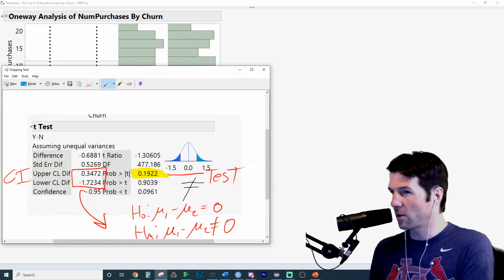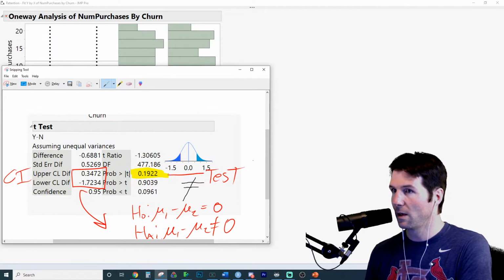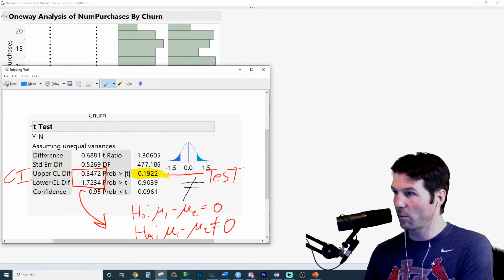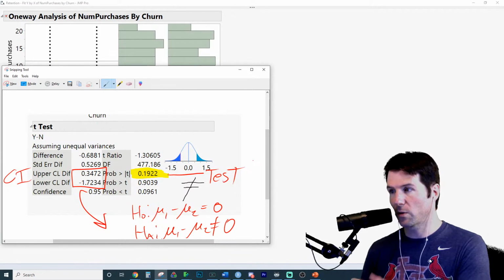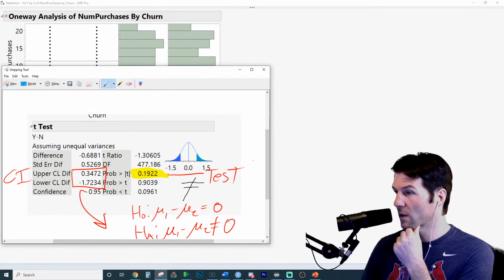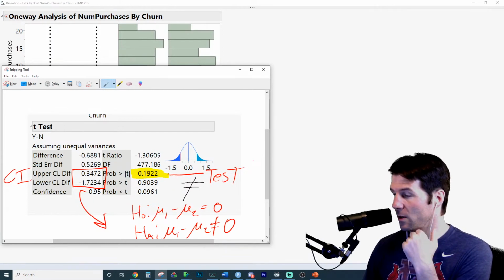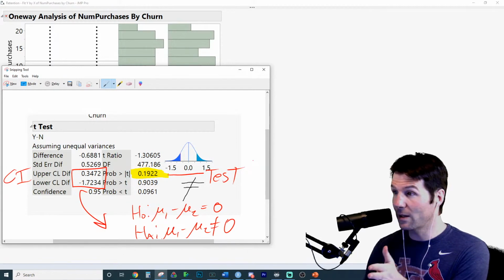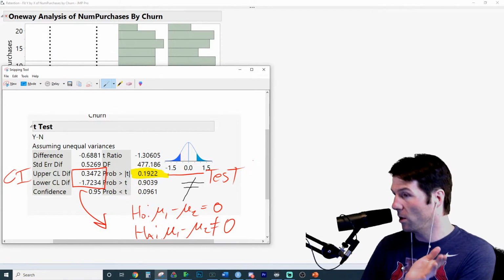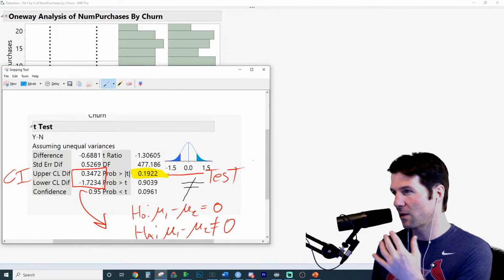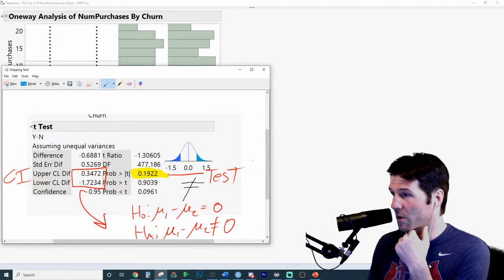So that's the confidence interval, where we think the true difference between the groups is somewhere between the no group making 1.7 more purchases on average to the yes group making 0.34 purchases more on average. So it could be that the no group makes more purchases, or it could be that the yes group makes more purchases, which means the true difference might be what between these groups? So it could be that the no group makes a little bit more purchases. It could be that the yes group makes a little bit more purchases, or it could just be that the difference between the groups is what?